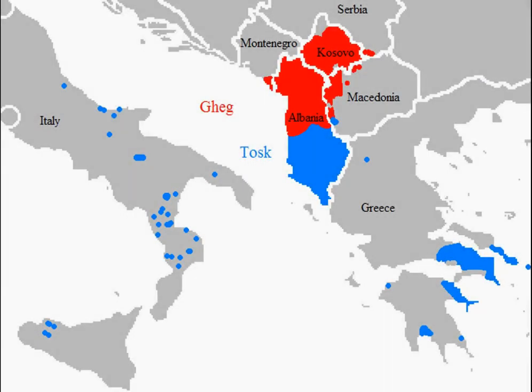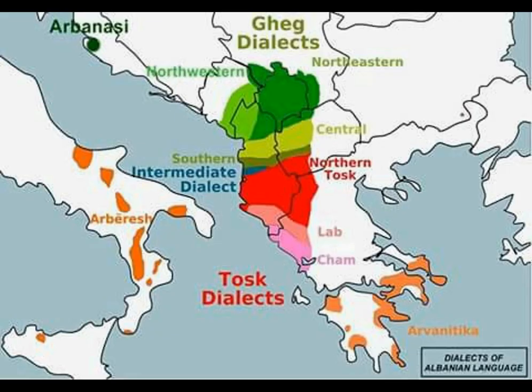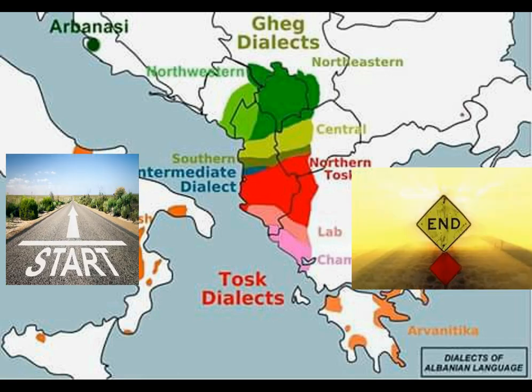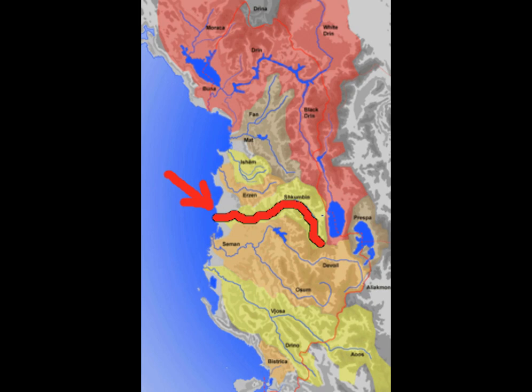As you all may know, since you are watching this video, the Albanian language has two main dialect groups, Gheg and Tosk. Each of these also has sub-dialects, which begs the question, where does one start and where does it end? Well, generally, the line dividing these two dialects is the Shkumbin River. In the north you have Gheg, in the south you have Tosk. Albanian sub-dialects are like a spectrum, so you have the tongue slowly changing bit by bit.